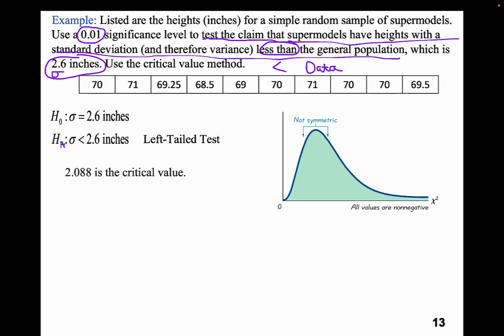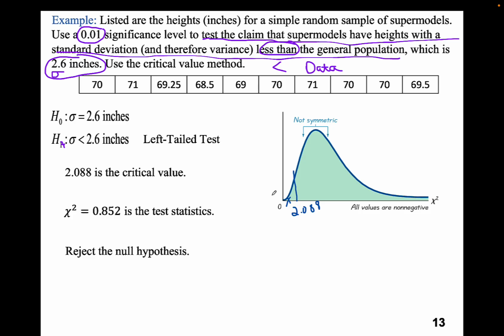Okay, our critical value was 2.088. So left-tailed test, we're going to cut that off about here. Critical value 2.088. And the test stat was 0.852. That's in this rejection region, maybe right about here. So it's in the rejection region. So that makes our decision reject the null hypothesis.